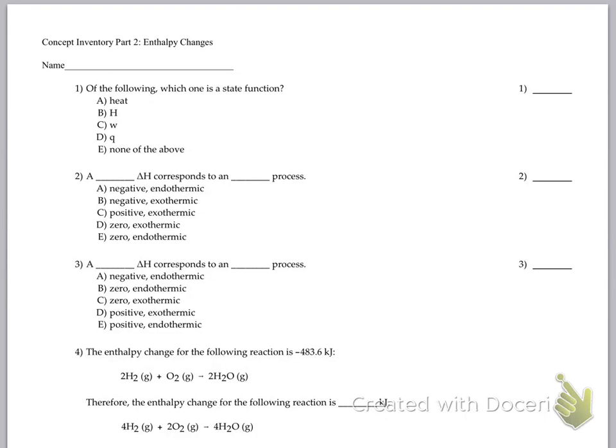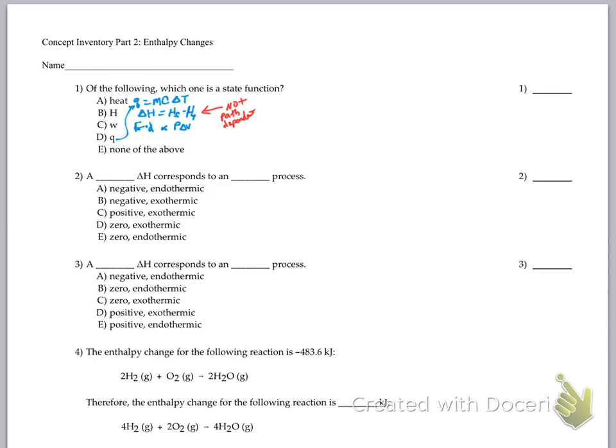On the following, which is a state function? We know heat, well, that's Q, and that's equal to mc delta T. We have delta H, and that's our change in enthalpy, the final enthalpy minus the initial enthalpy. We have work. Work is force times distance, or pressure times volume. And we have to figure out which one is a state function. Well, we know that this one is delta H. Delta H is not path dependent.